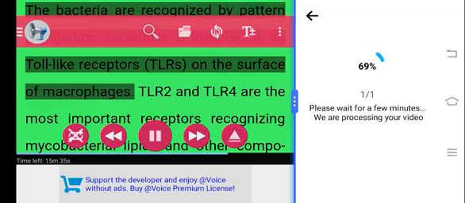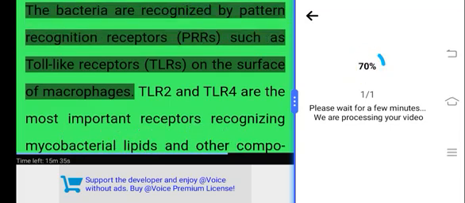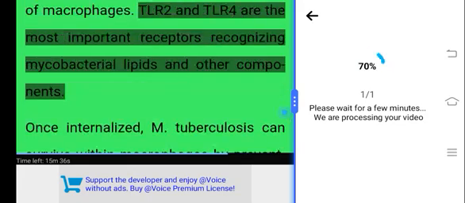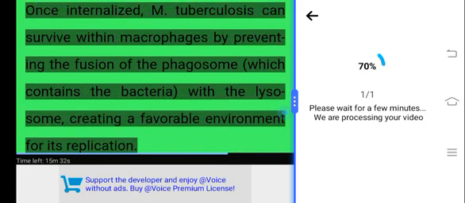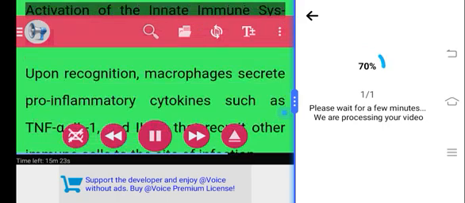The bacteria are recognized by pattern recognition receptors, PRRs, such as toll-like receptors, TLRs, on the surface of macrophages. TLR2 and TLR4 are the most important receptors recognizing mycobacterial lipids and other components. Once internalized, M. tuberculosis can survive within macrophages by preventing the fusion of the phagosome, which contains the bacteria, with the lysosome, creating a favorable environment for its replication. Activation of the innate immune response.